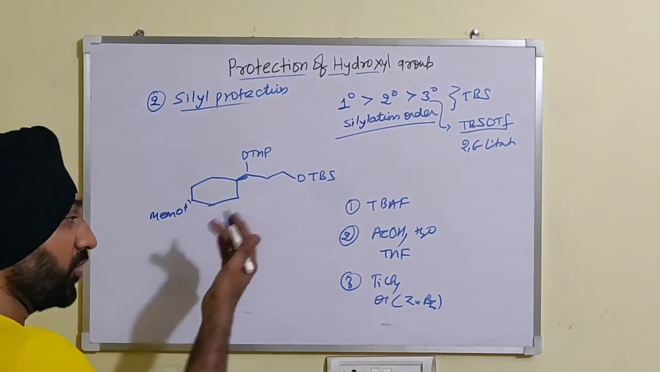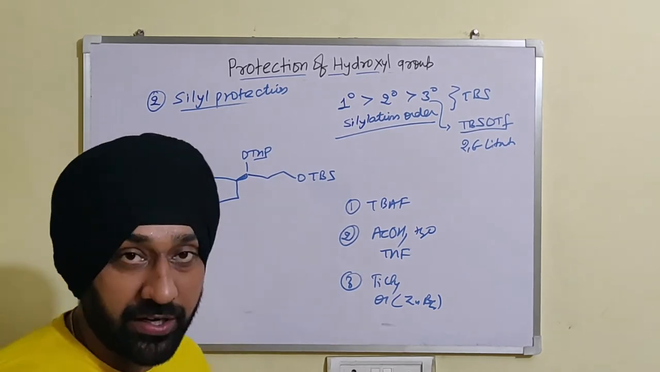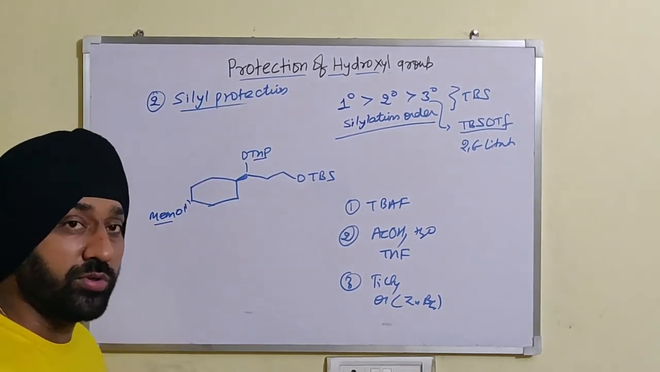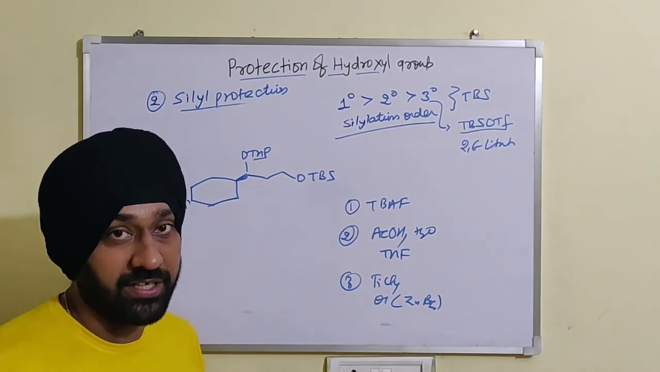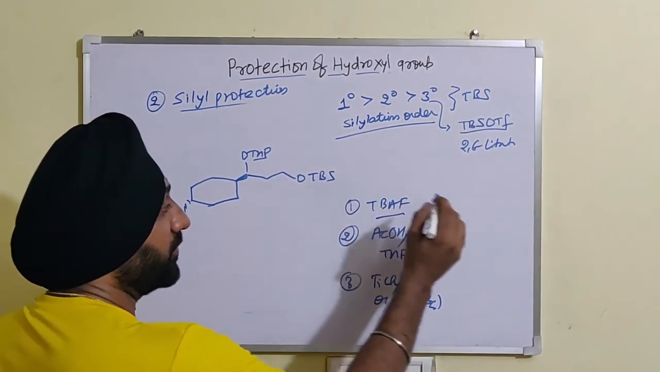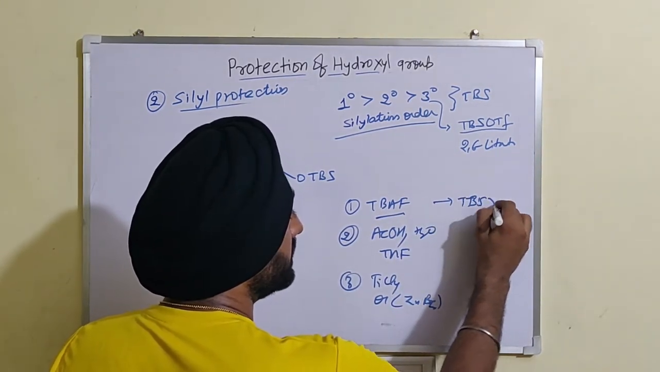So we are going to study these protecting groups. These are the acetyl protecting groups. We are going to study about these protecting groups as well, and we are going to know that these are not very stable under the acidic condition. This is something that we are going to learn. So under TBAF, we know that it is TBS which is going to go.